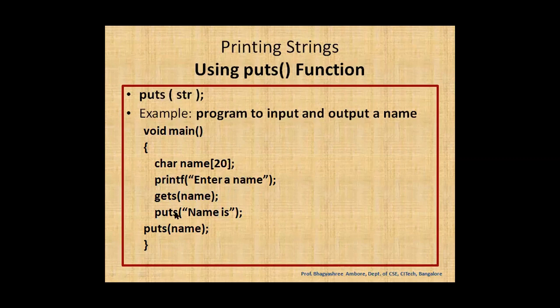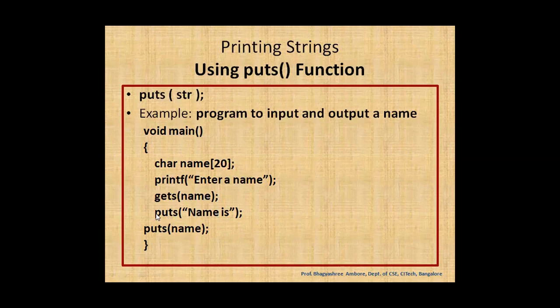As I said, puts takes only one parameter, that is a string. What is a string? Anything enclosed between double quotes is also known as a string. So to puts we have given a string, and as it is, it prints on the screen in one line. In the next line, it prints the name, whatever name you have entered. So there are two ways I can use this puts function: one by giving a string constant, another by giving the character array. Either way I can use puts.